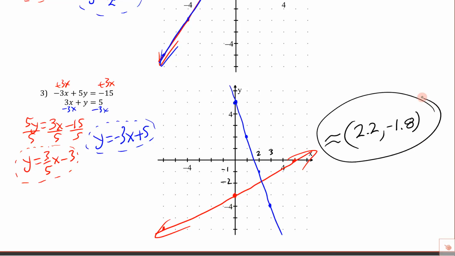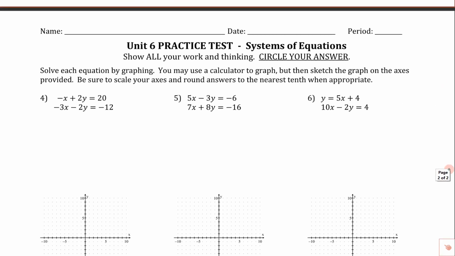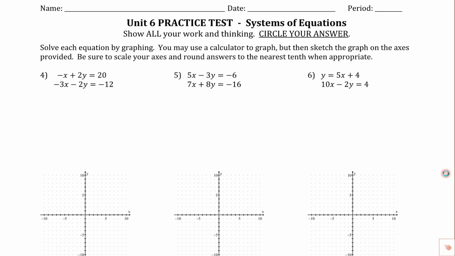Okay, on the next page, this is the page where you can use your calculator. So you may use a calculator, but we definitely want to make sure that we're sketching the graph on the axes, and make sure that you scale your axes and round answers to the nearest tenth if you need to. So let's take a look at number 4.